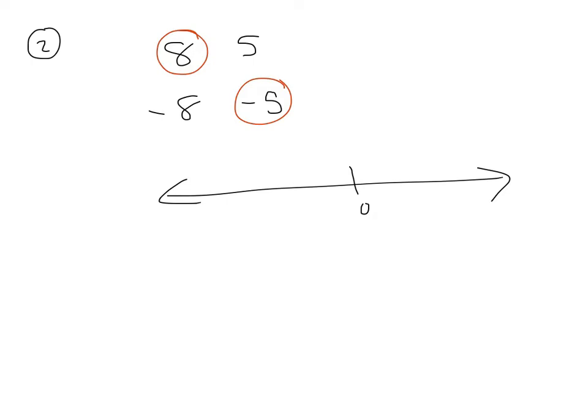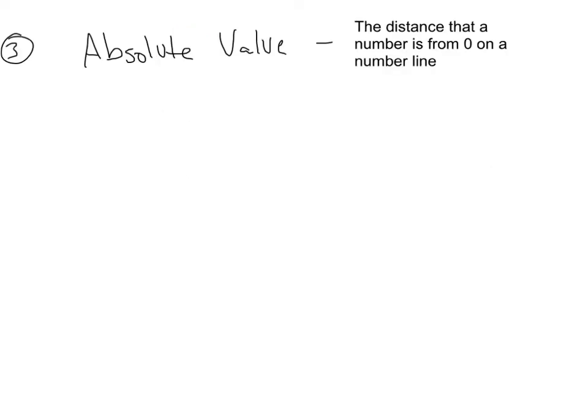Okay, so negative 5 would be right there, but negative 8 would be right there. Okay, so which one is closer to 0? Well, it's actually negative 5, as we said, or that guy right there. Alright, so let's next talk about absolute value. What is absolute value? Well, it's just the distance that a number is from 0 on a number line.